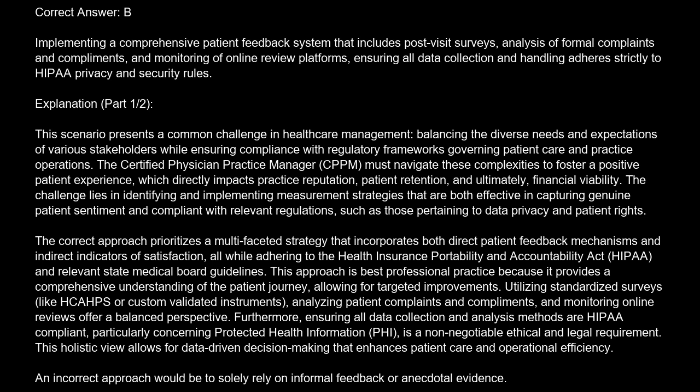This approach is best professional practice because it provides a comprehensive understanding of the patient journey, allowing for targeted improvements. Utilizing standardized surveys, like HCAHPS or custom-validated instruments, analyzing patient complaints and compliments, and monitoring online reviews offer a balanced perspective. Furthermore, ensuring all data collection and analysis methods are HIPAA compliant, particularly concerning protected health information, PHI, is a non-negotiable ethical and legal requirement. This holistic view allows for data-driven decision-making that enhances patient care and operational efficiency. An incorrect approach would be to solely rely on informal feedback or anecdotal evidence.